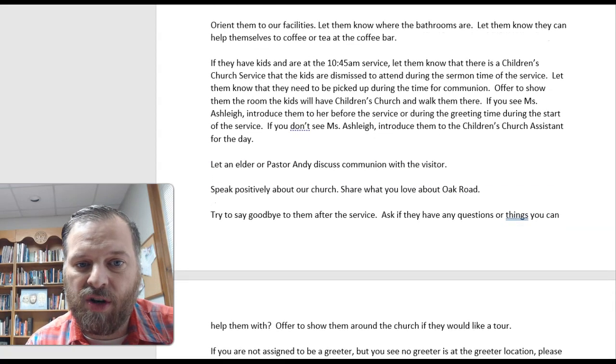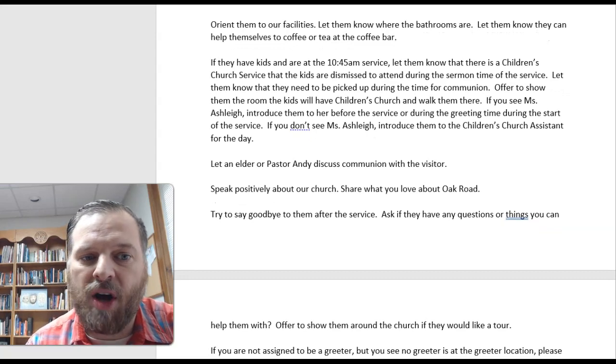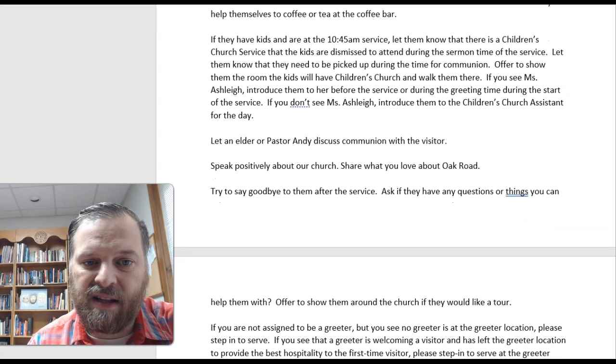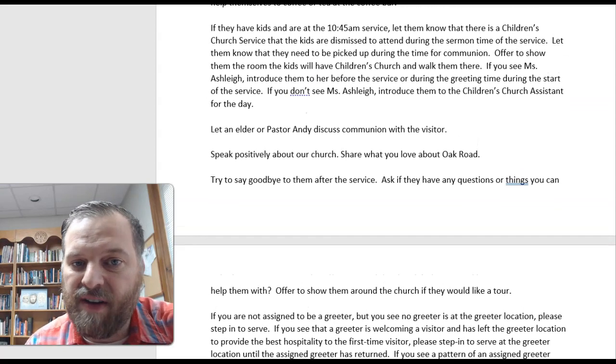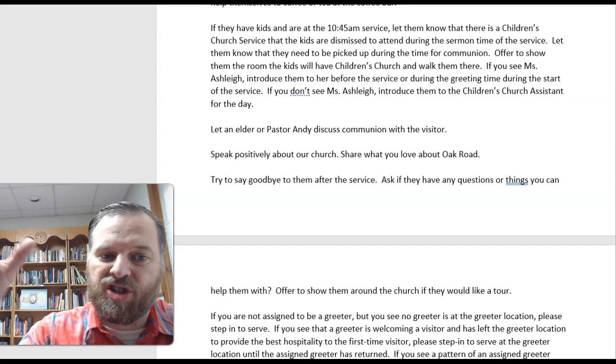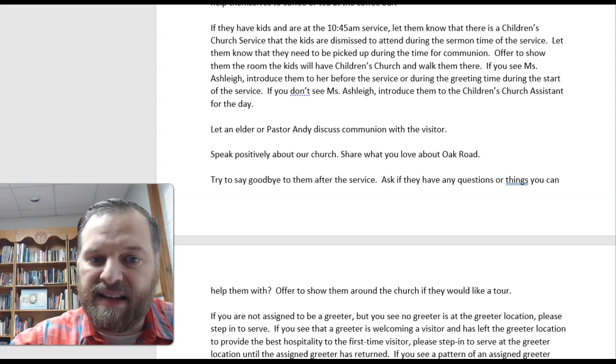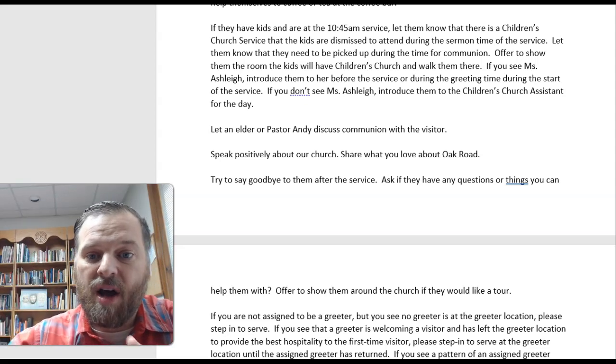Orient them to our facilities. Let them know where the bathrooms are. Let them know they can help themselves to coffee or tea at the coffee bar. If they have kids and are at the 10:45 a.m. service, let them know that there is a children's church service, that the kids are dismissed to attend during the sermon time of the service.